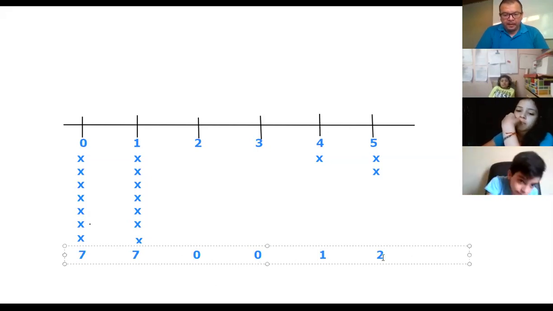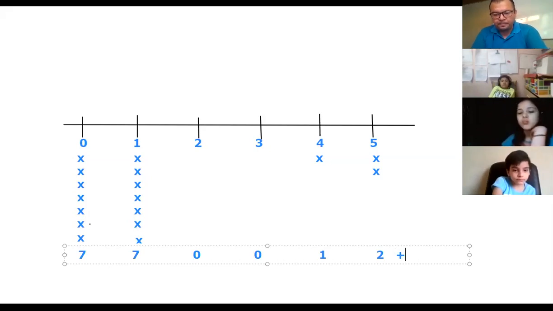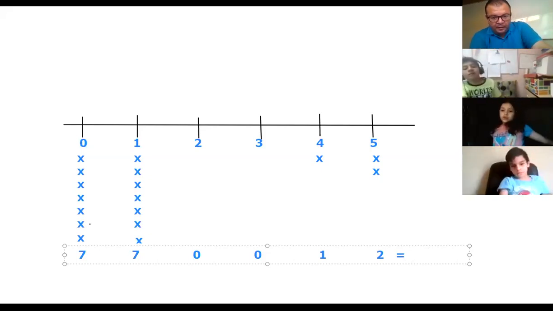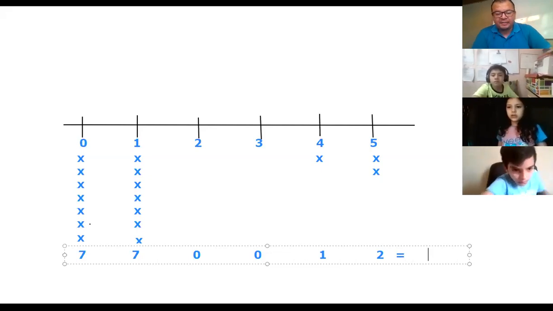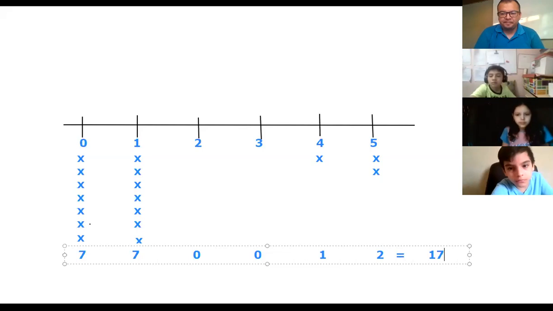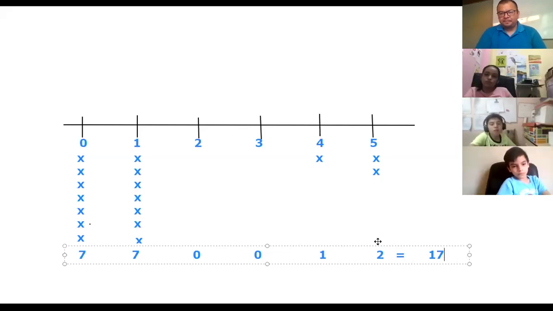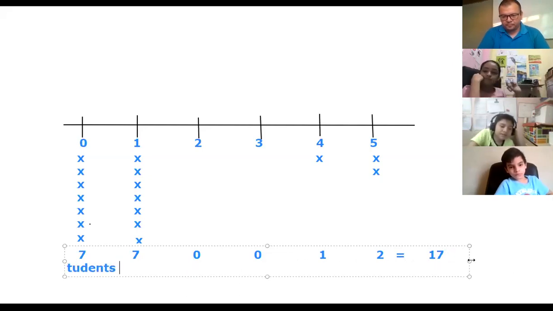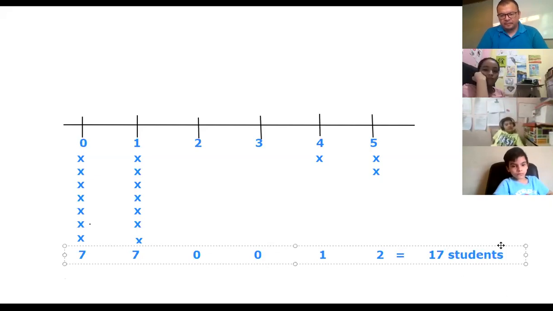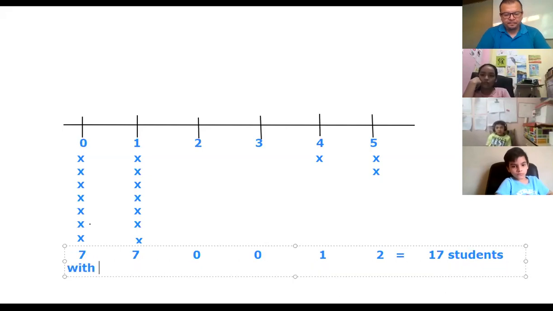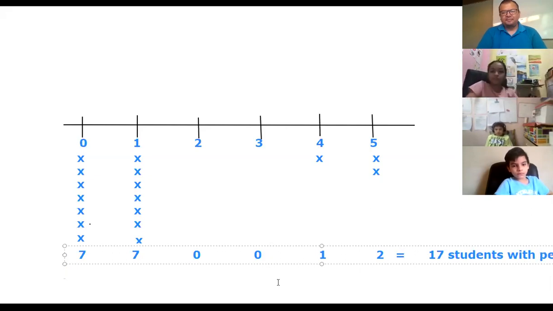My goodness. So this is equal to how many students? 20. No. 14, 16, 17 students I have in here. 17 students that have pets. "17 students with pets," right? That is my final, and I collect the data. I collect all the information of how many students have pets.